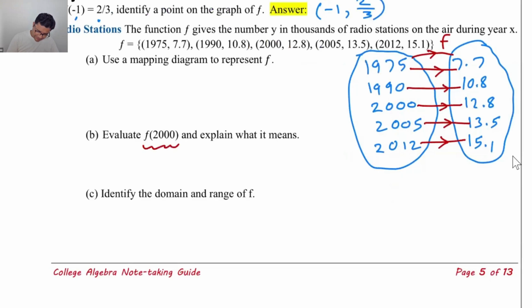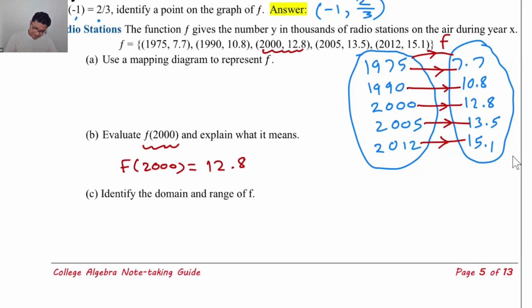Evaluate f(2000). And you can look at the function itself or look at the mapping diagram. It is 12.8. That's how we write. And what it means, I'm just going to say it in words, okay? You understand? It means in the year 2000, there were 12.8 thousand radio stations in that country.